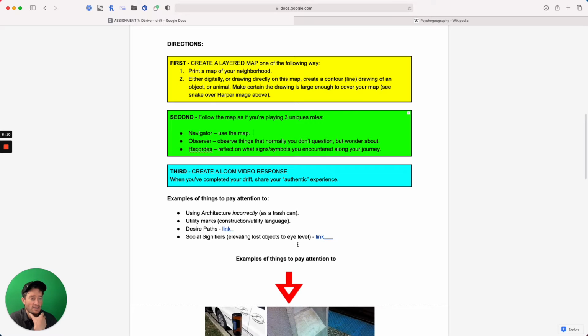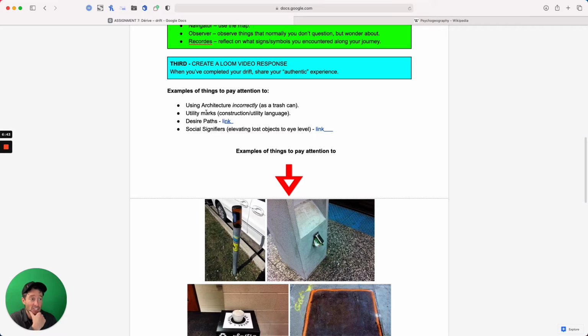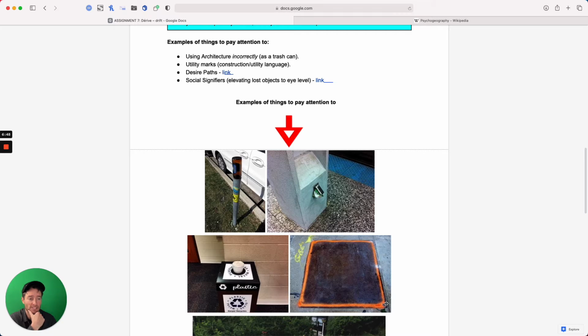Here are some examples of things I'd like you to pay attention to. You're going to look at architecture, or things that are using architecture incorrectly, like, for example, this pole used as a trash can, or an electrical switch cover as a trash can in the subway. These are some that I have found, or trying to shove a cup into a trash can at Harper.